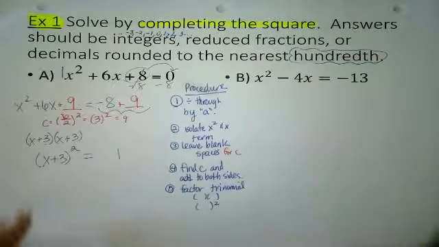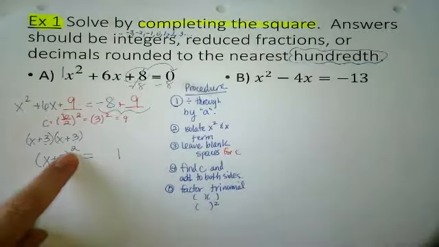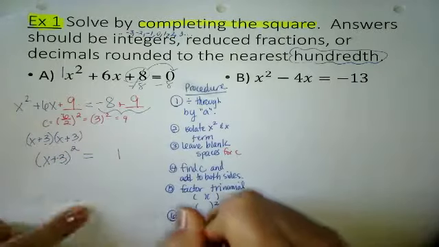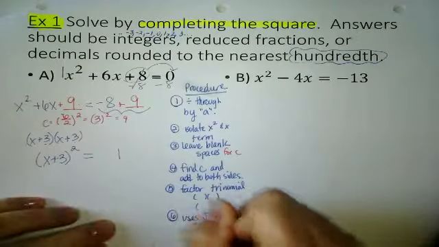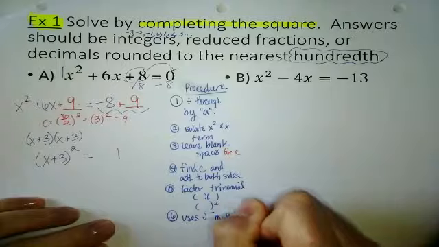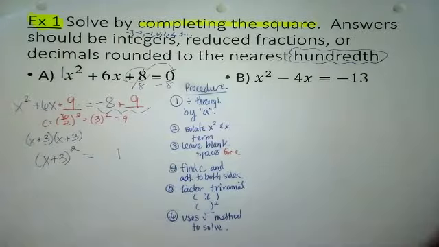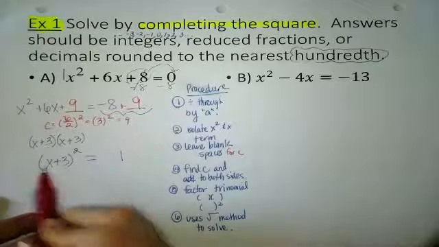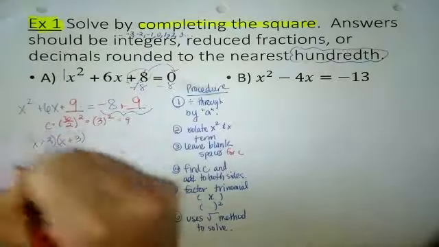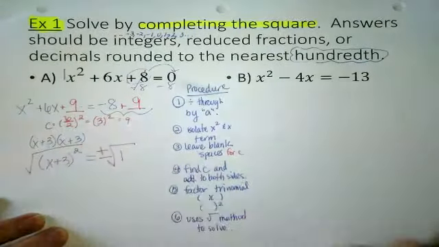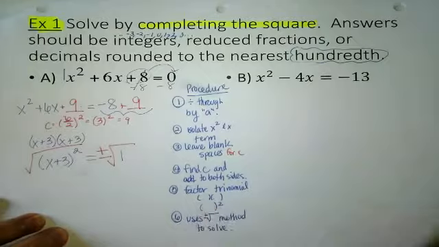And then this is now quantity squared. So I can use the square root method to solve. And that's the last step. Use the square root method to solve. So we're really combining everything that we've been doing, which is really kind of cool. So we're going to take a square root of both sides now. So I'm going to take the square root of the left and the square root of the right. Don't forget the plus or minus, very important.